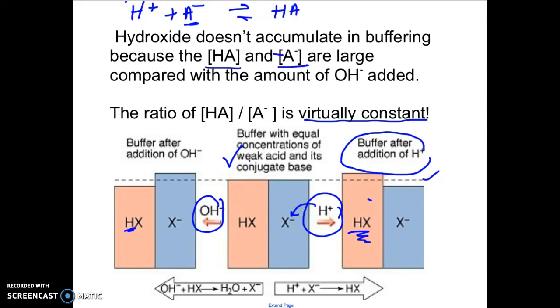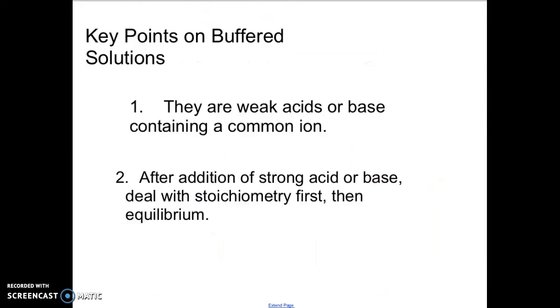Okay, so now moving on, if we're looking at key points of a buffer system, the big thing you should know is they're weak species.